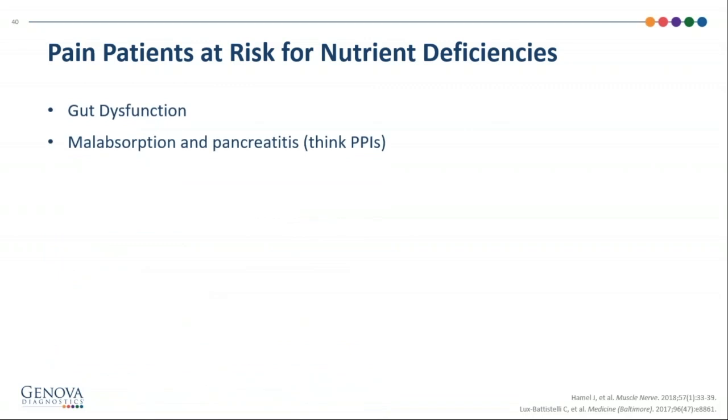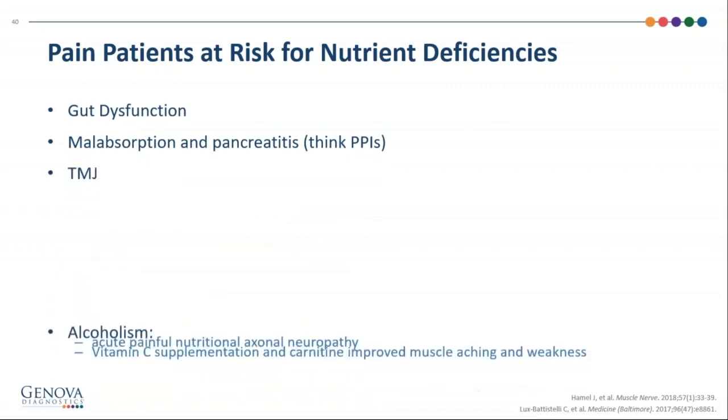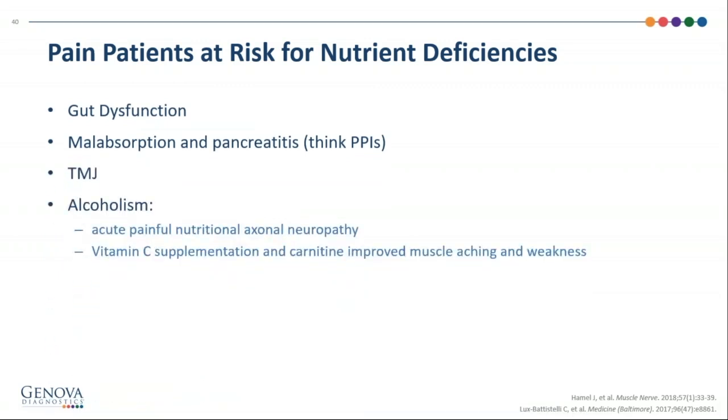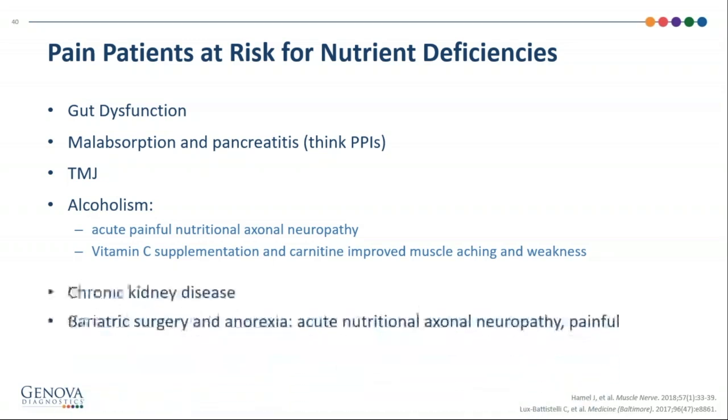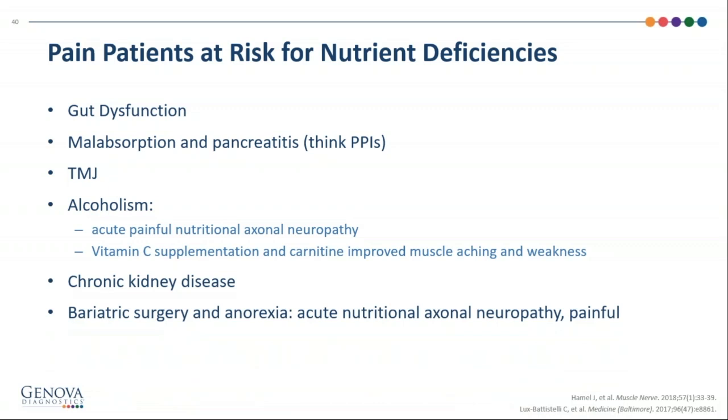So pain patients that are at risk for nutrient deficiencies are going to be anybody with gut dysfunction, anybody with malabsorption. TMJ will not allow patients to consume healthy foods. They have been shown to have significant nutrient deficiencies and chronic pain. Alcoholism as well, causing axonal neuropathy, and carnitine deficiencies leading to muscle aching and weakness. We just talked about why carnitine is so important. Chronic kidney disease as well.